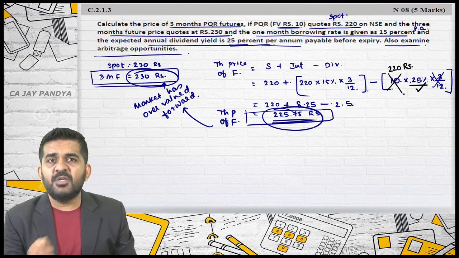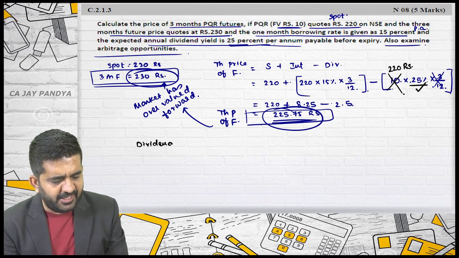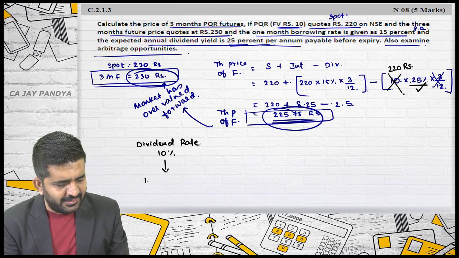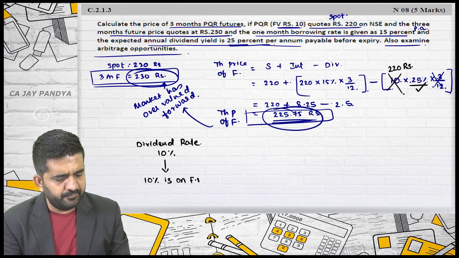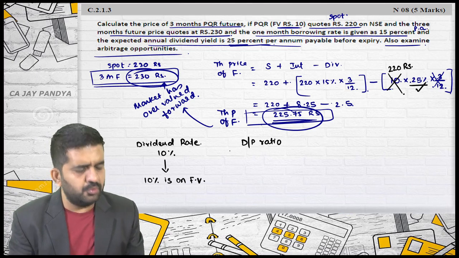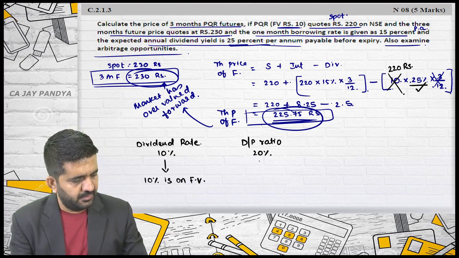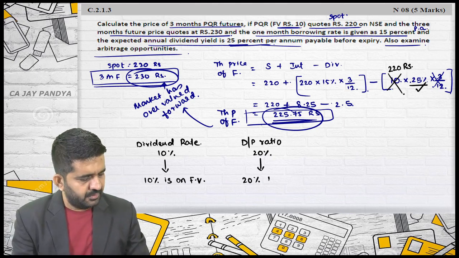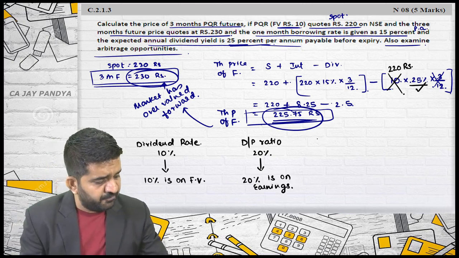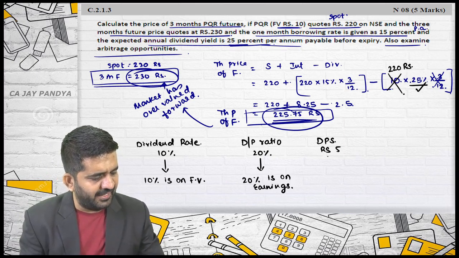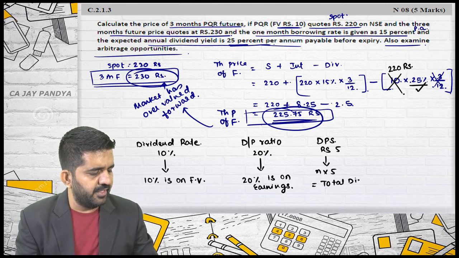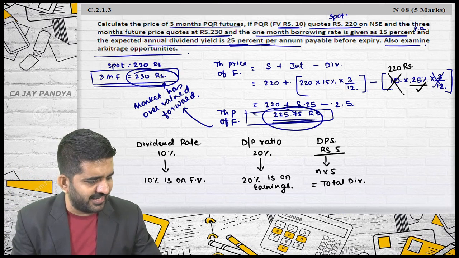See, whenever someone says your dividend rate is 10%, then this 10% is on face value. When someone says your dividend payout ratio is say 20%, this 20% is on earnings. If someone says your dividend per share is rupees 5, that is number of shares multiplied by 5 is total dividend. If you are holding 1 share, you will be getting directly 5 rupees. This is a direct answer.